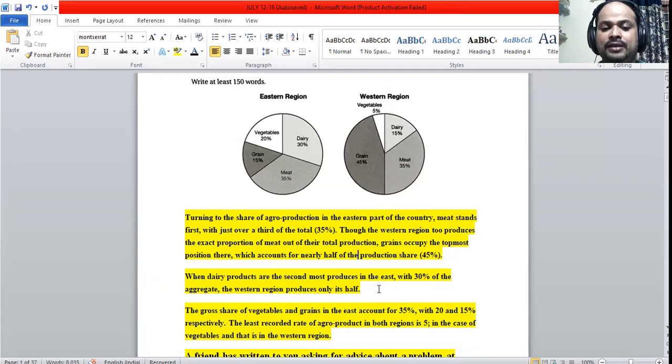When dairy products are the second most producers in the East with 30% of its aggregate, Western region produces only... I have to do something here. So this is the first correction I have to do seriously. So I'll mark this and I'll come back later.